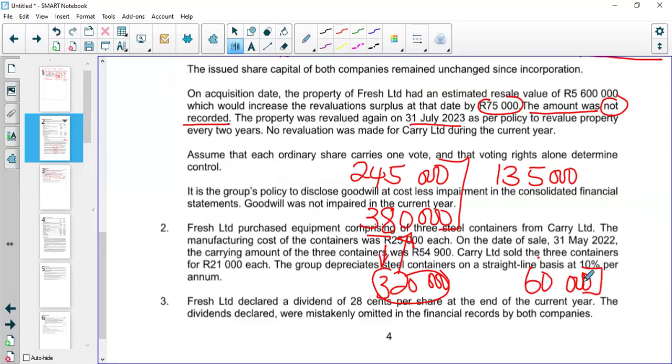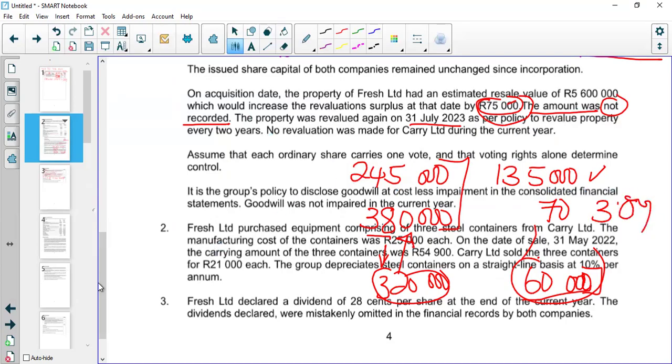So this one has to be shared now. The 75,000 was already shared, right? It was included in the values at acquisition, so it was already shared. Now they need to share this new one. This is an old one. They need to share this new one, 60,000, on the basis of the percentage shareholding. The parent gets 70% of that. The subsidiary gets 30% of that.